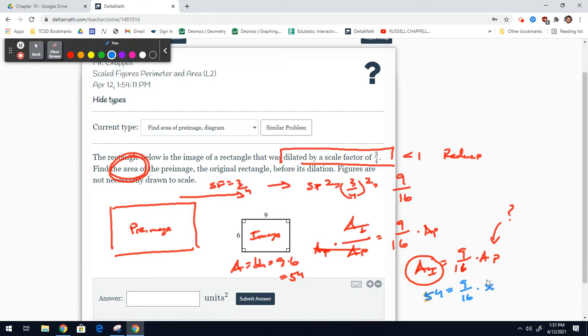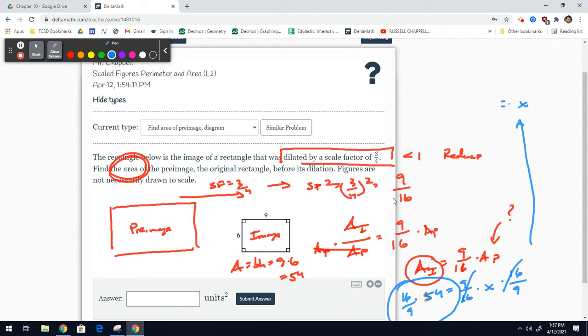Well, I want to solve this for x. I want to find the area of the preimage. We'll simply multiply by the reciprocal of that scale factor, 16 over 9. That's what you're going to do in your calculator, because over here they cancel, and x is all by itself. I'm going to do 16 over 9 times 54. 16 divided by 9 times 54.